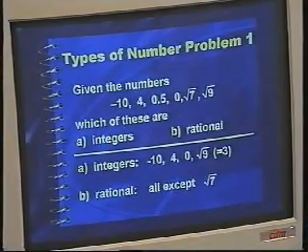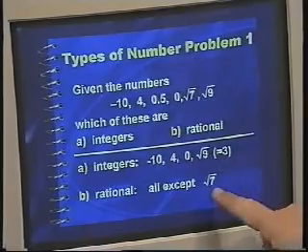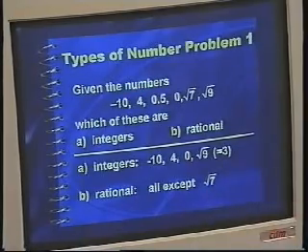We go to the rational numbers. Well, everything is rational, but not the square root of 7, because the square root of 7 is, well, 2 point and then all sorts of decimal places at the end. Let's have a look at another problem.